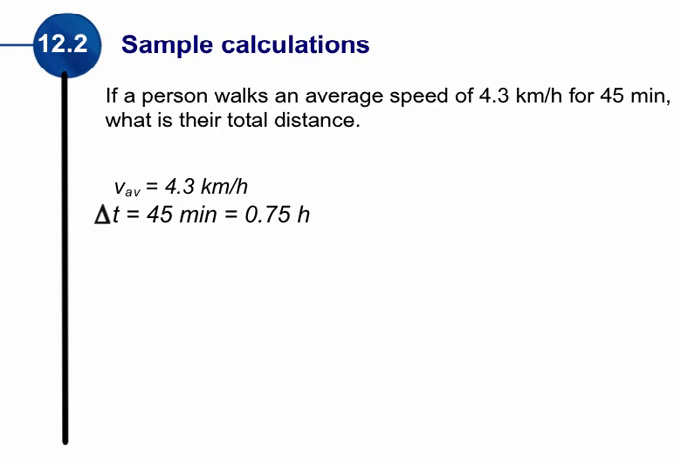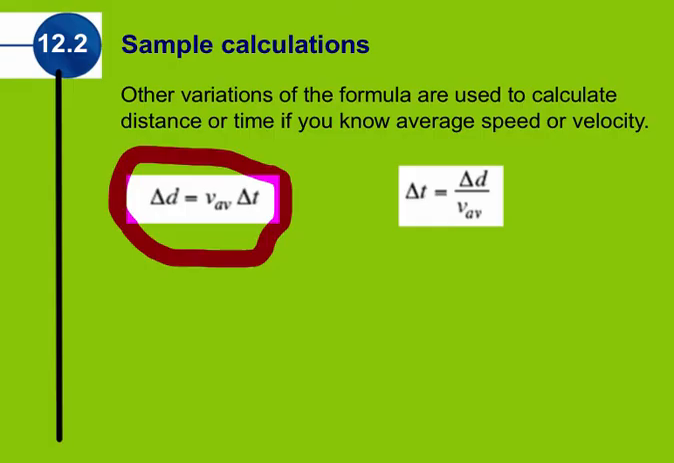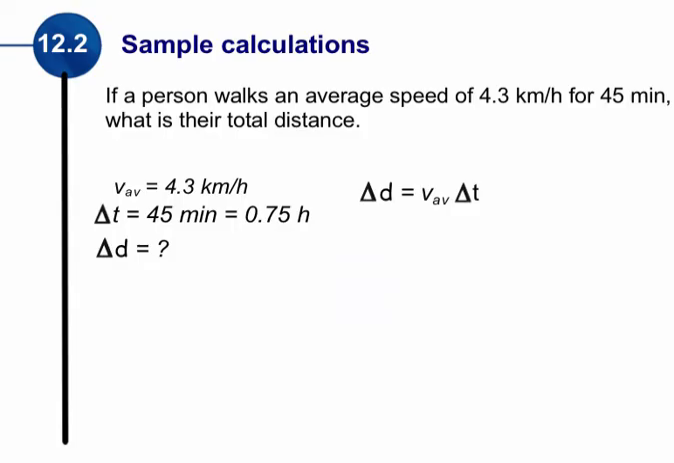Now the question is asking us to find the total distance, the delta D. This is where we go back to our formula sheet. We're given speed and time. We want to find distance. Well, there's a formula right there. Delta D is V average times delta T. Distance is speed times time. That's the equation we're going to use.